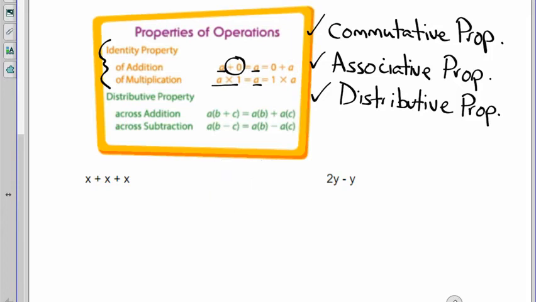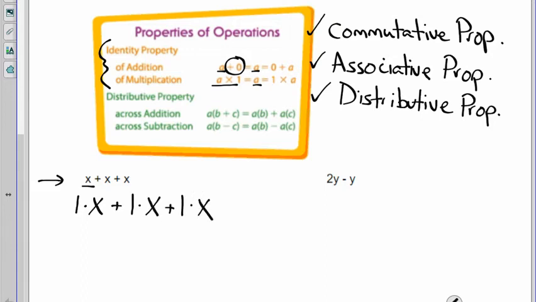Okay. So looking at this down here, x plus x plus x, and maybe you're already thinking, well, that's 3 groups of x, so that's 3x, and it is. Let's look at a different way of solving this. So I could use the identity property to say that 1 times x is the same as x plus 1 times x plus 1 times x.